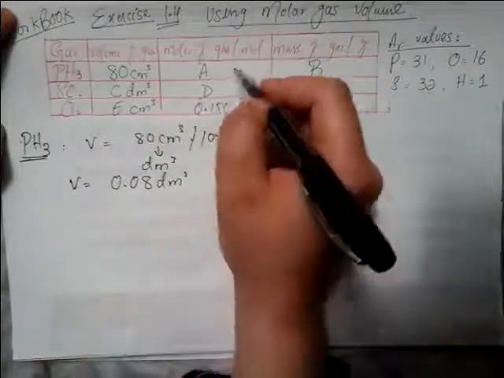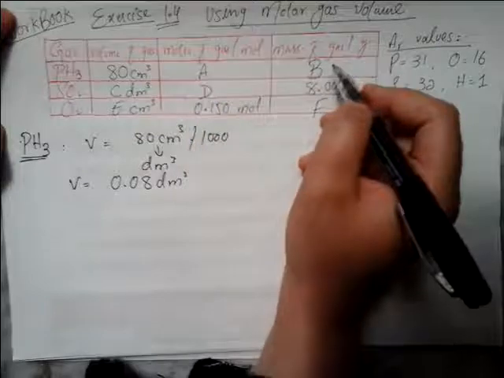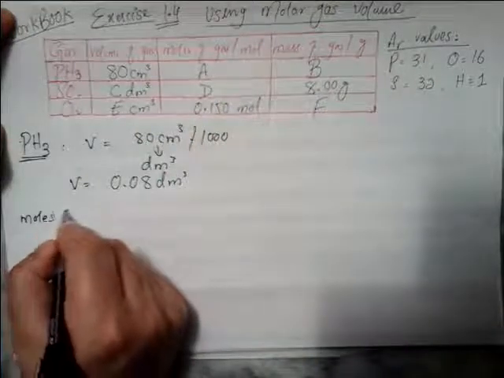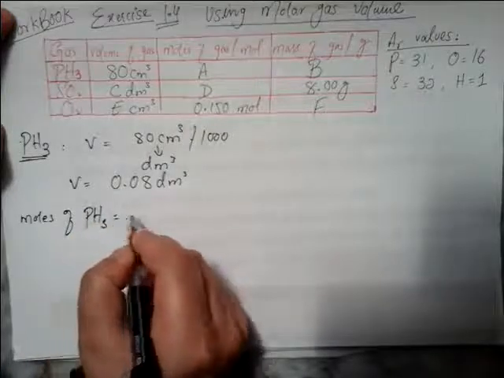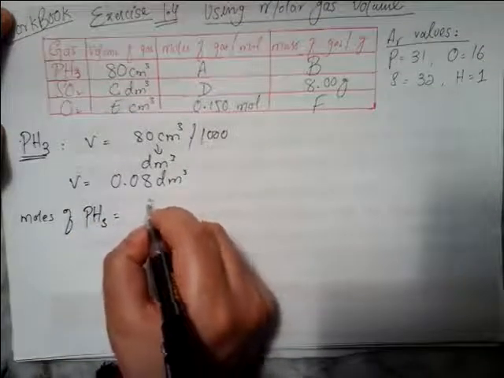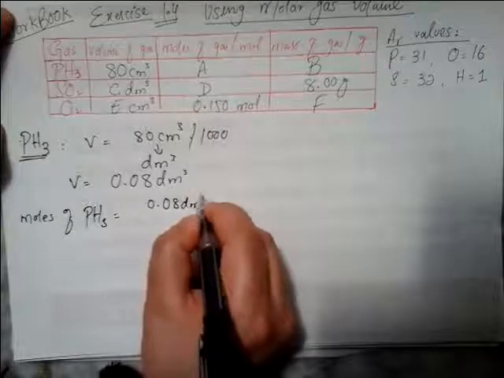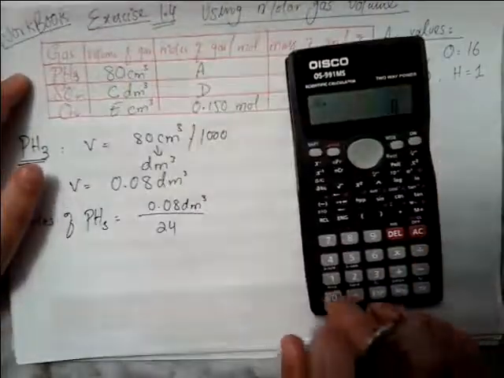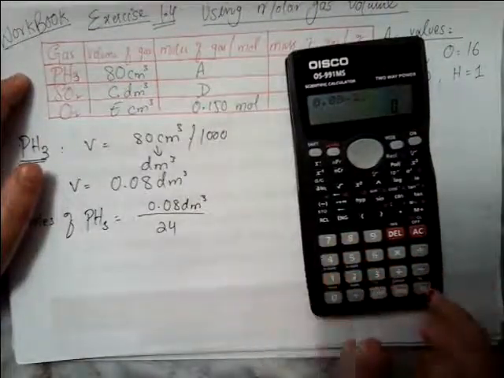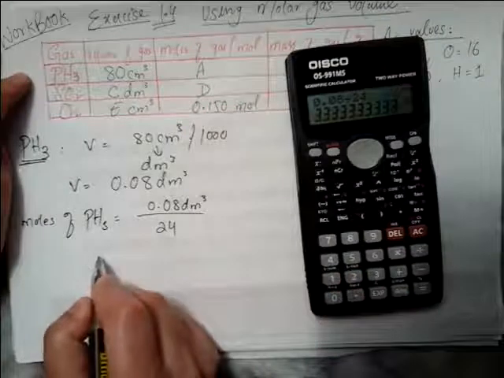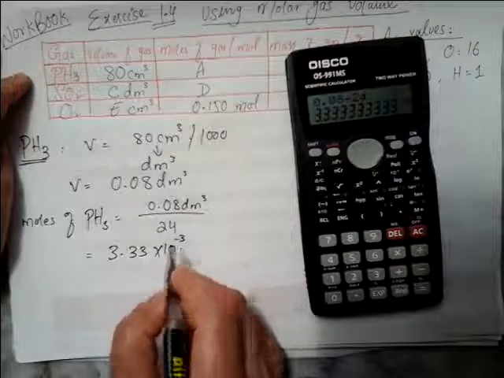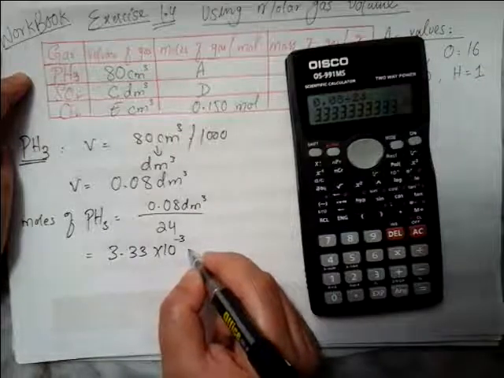You need to find the moles of the gas and mass of the gas. So definitely we can find the moles of phosphine gas, that is equal to the given volume, 0.08 decimeter cube, divided by 24. If I divide 0.08 by 24, it becomes 3.33 into 10 raised to power minus 3 moles.